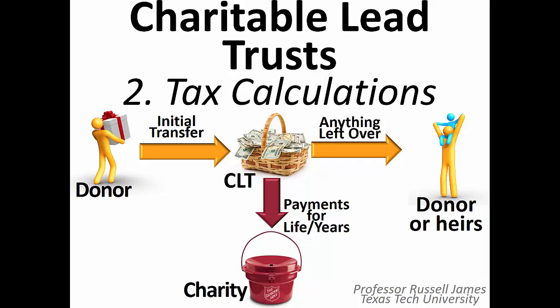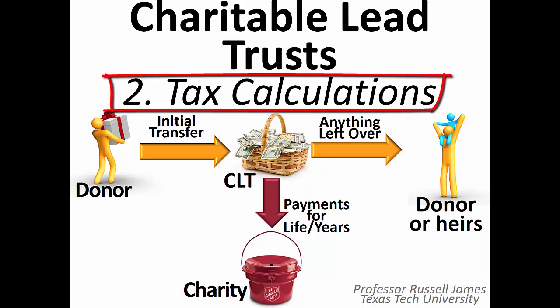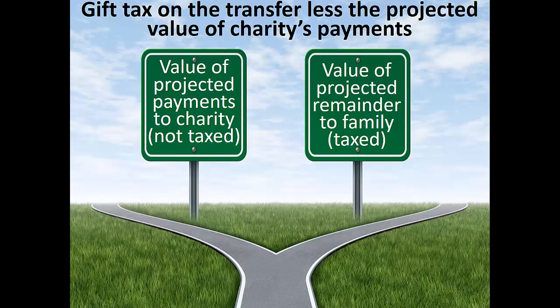Welcome to Charitable Lead Trusts Part 2, Tax Calculations. This is Professor Russell James at Texas Tech University. At the time of the transfer to a non-grantor charitable lead trust, the donor must pay gift taxes on the value of the transfer less the present value of the payments projected to go to charity. The projected value of the amount going to charity is not taxed. The rest, which is the present value of the projected amount going to heirs or other people, is taxed.